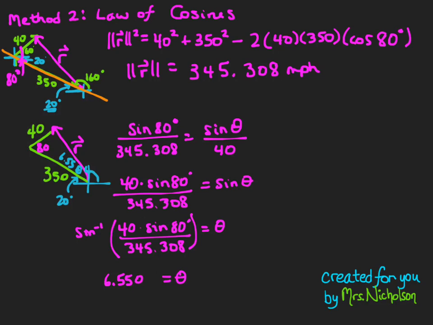This angle right here. So if I add that to 20 degrees, then I get 26.55, but to find my direction, I need to subtract that from 180. So really what I'm doing here to find the direction is I'm doing 180 minus 6.550 minus 20. And that gives me a direction of 153.449, which is exactly the same direction we got working the problem using component form.